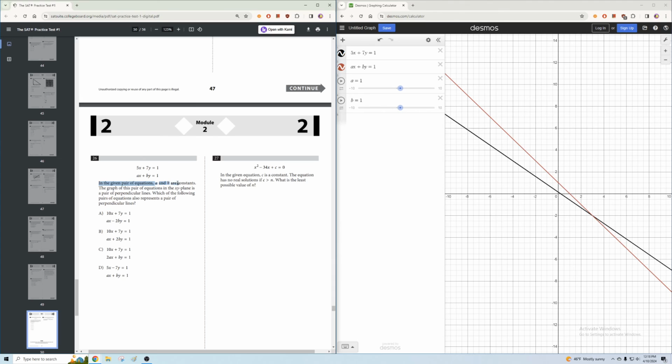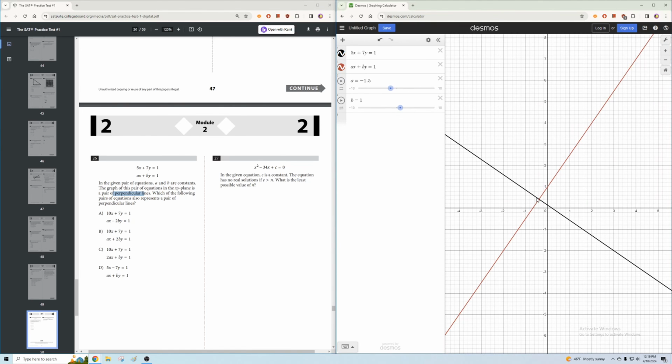In the given pair of equations, A and B are constants. The graph of this pair of equations is a pair of perpendicular lines. So you do need to know perpendicular. So yeah, perpendicular slopes are opposite reciprocals of one another. Did I just find it already? That looks pretty 90 degree looking to me.